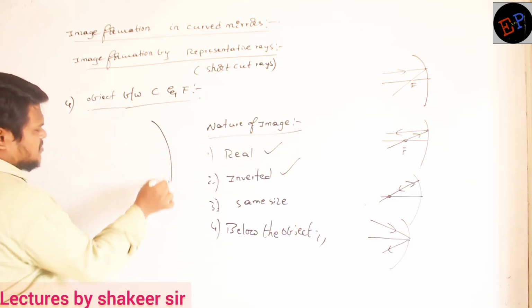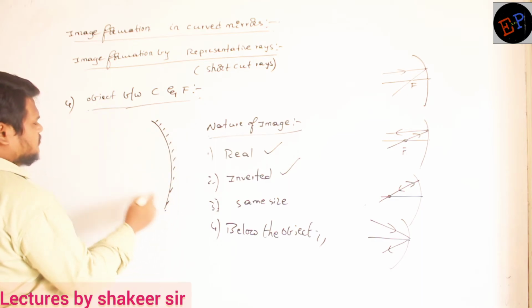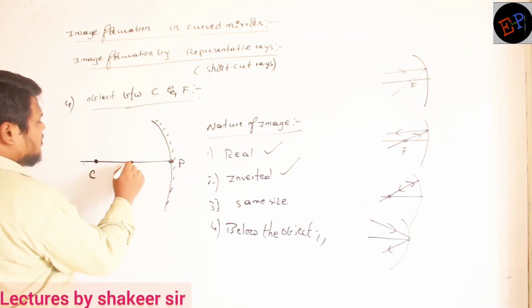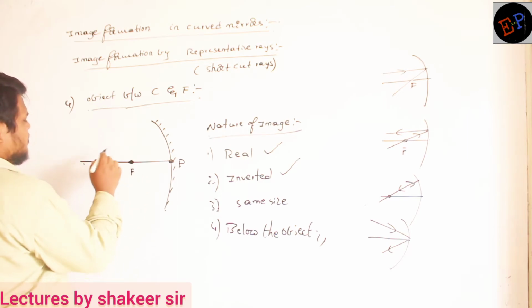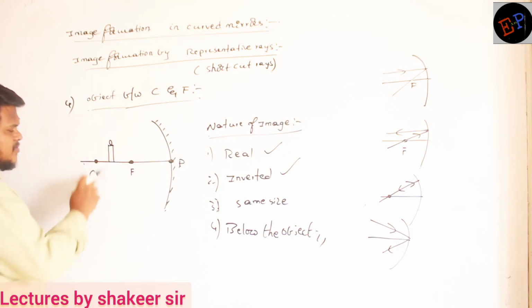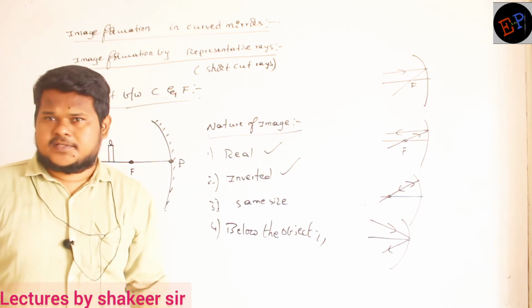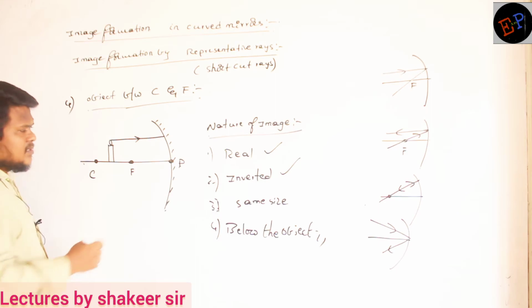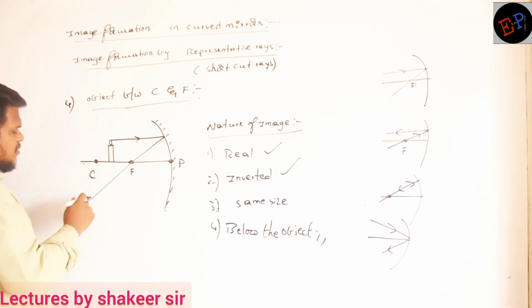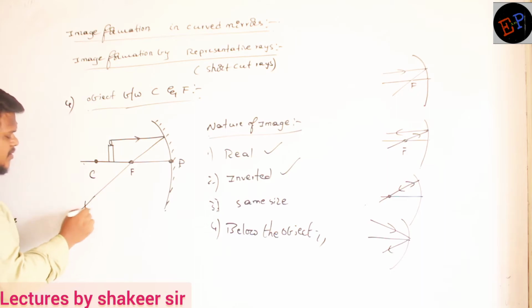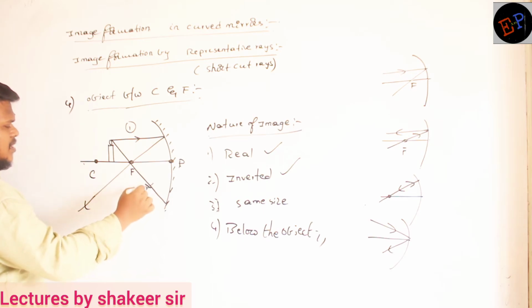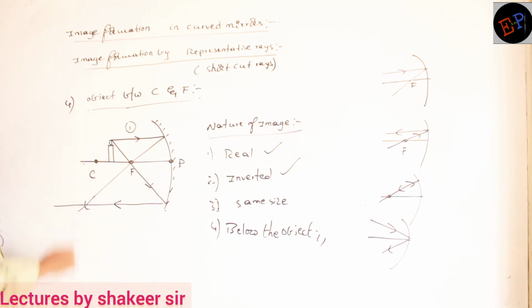So therefore, this is a concave mirror. Pole, center of curvature, and this is the focus. Clear, ma? So consider the object is present here. This is the object. Clear, ma? It is present in between the center of curvature and focus. Okay. Then the first light ray we will take, the light ray passing parallel to the principal axis. After reflection, it should pass through the focus. Clear, ma? So this is which representative ray? Ray number 1. Second ray, the light ray passing through the focus. After reflection, it should pass parallel to the principal axis.